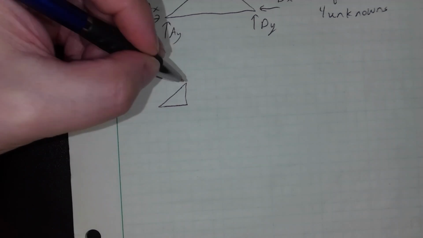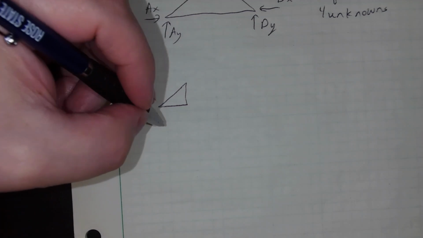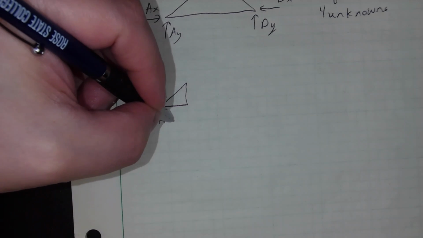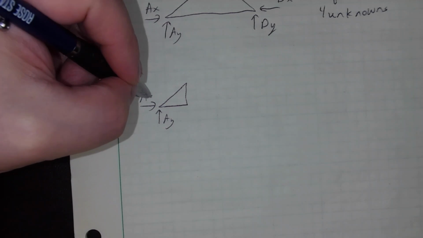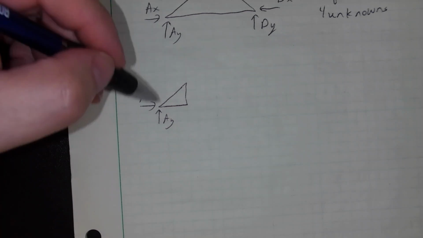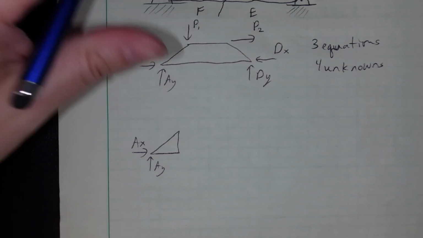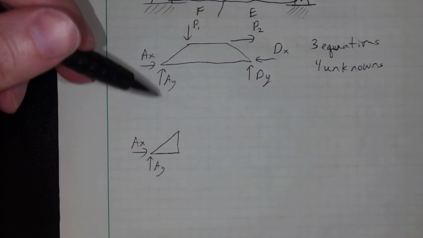So if I draw a free body diagram of ABF, I still have AY and AX. These haven't changed. I'm drawing the same side of this structure, so I'm going to draw them just how I've drawn them here. I'll draw them there.